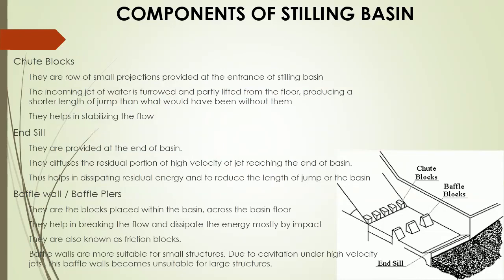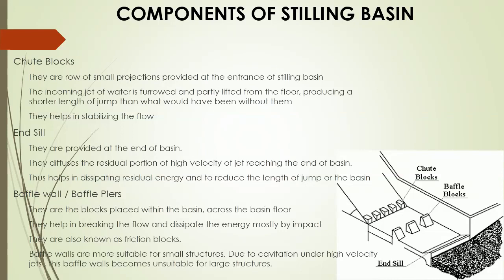Chute blocks are a row of small projections provided at the entrance of stilling basin. The incoming jet of water is furrowed and partly lifted from the floor, producing a shorter length of jump than what would have been without them. They help in stabilizing the flow. End sills are provided at the end of basin. They diffuse the residual portion of high velocity of jet reaching the end of basin. Thus they help in dissipating residual energy and to reduce the length of jump or the basin.